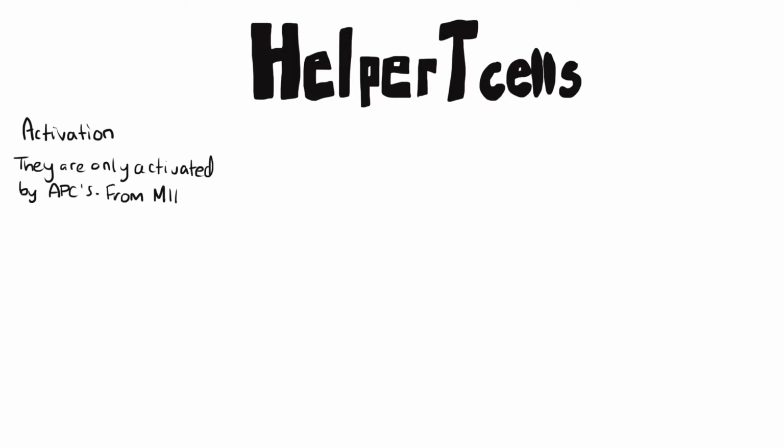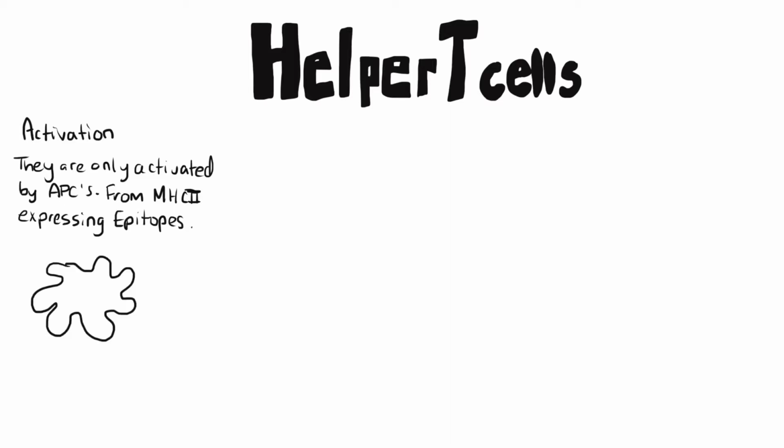Let's review helper T cells, how they proliferate and are activated, and then what those different types will do. In activation, they are activated specifically by APCs. In this case, we'll talk about dendrites.